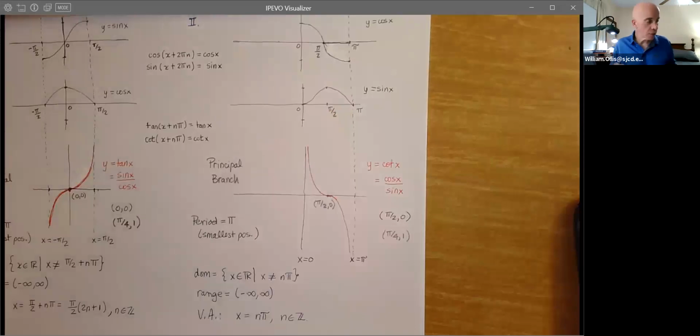Now, what I want to do is a simple example of the types of graphs that I'm talking about. Now, the first one I think I've got here is a tangent function. So let's do that. Let me move this over and get some extra paper.